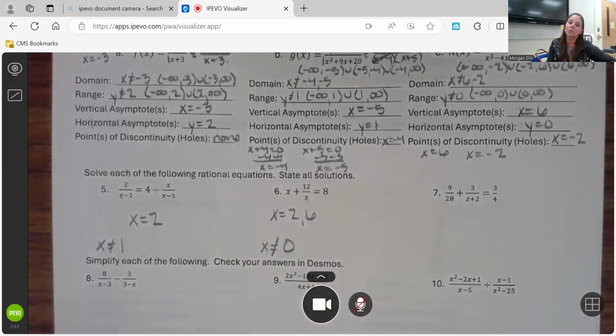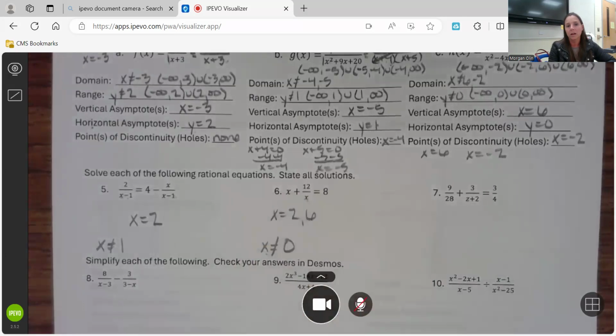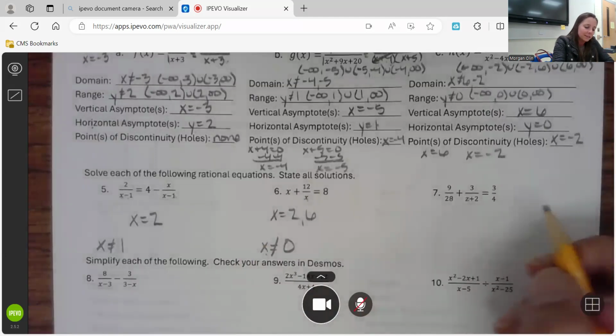It's just that if it asks you for extraneous solutions, those are going to come from the denominator, and what x can't be. All right, so let's look right here. What can z not be?